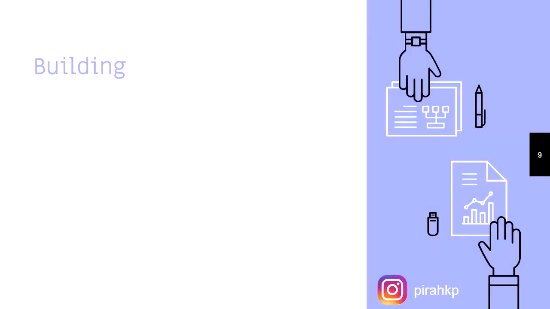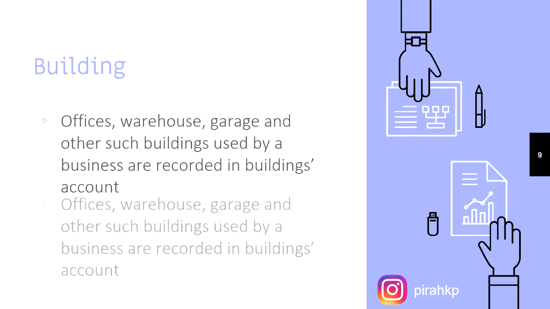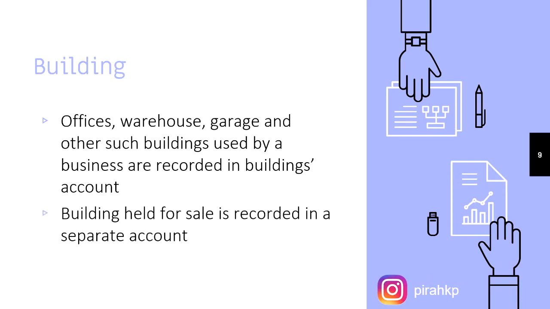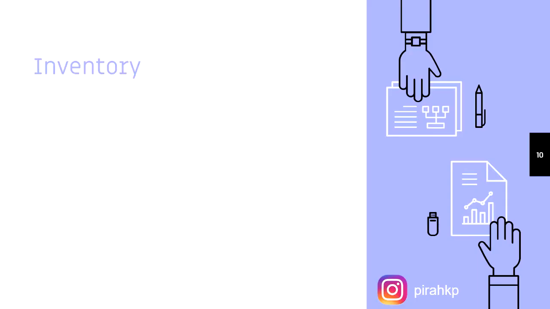Next one is building. Buildings could be office, could be warehouse, could be garage, and any other such buildings which are used by a business are recorded in buildings account. However, just like land, if you are buying some buildings for selling them later on, then they will be added in a separate account, which will be investment account.